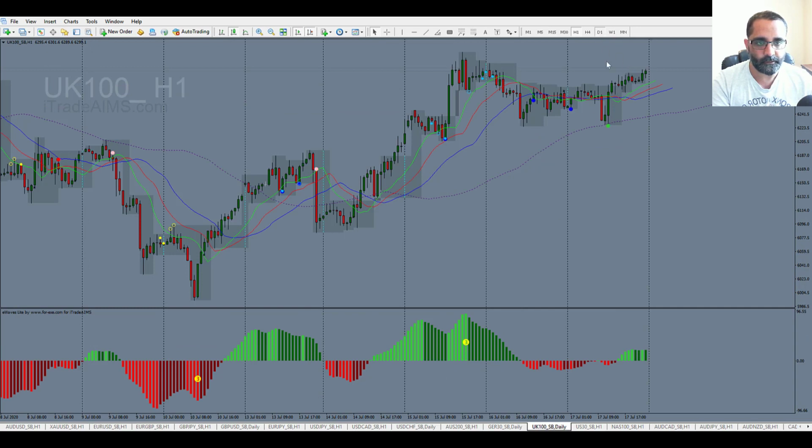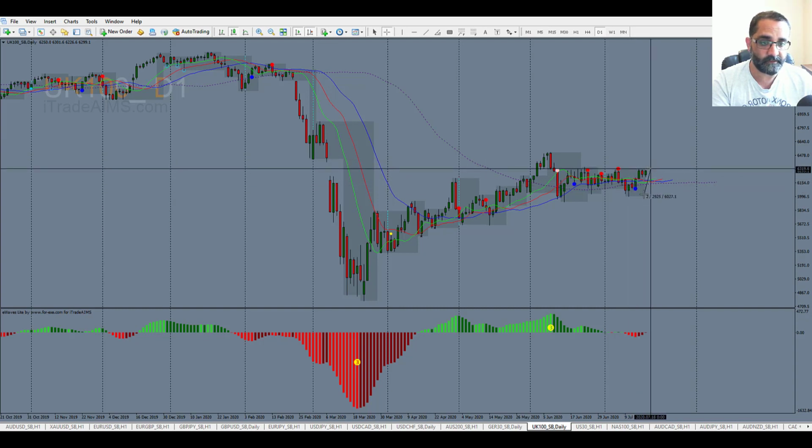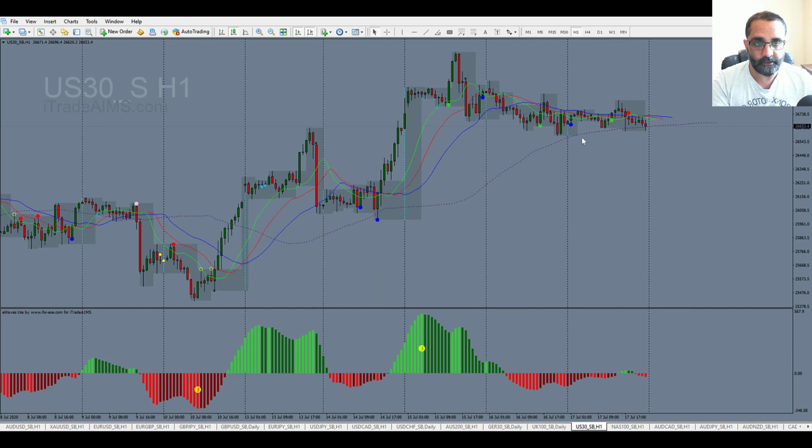UK 100, the FTSE 100, so the tumbling economy down here, and then not as good recovery as some of the US indices that we will see in a bit, but it has recovered kind of halfway below this level, and now we have a possibility of a breakout. So if there's some fresh good news, probably it will break out and go up. Okay, let's look at the US 30.